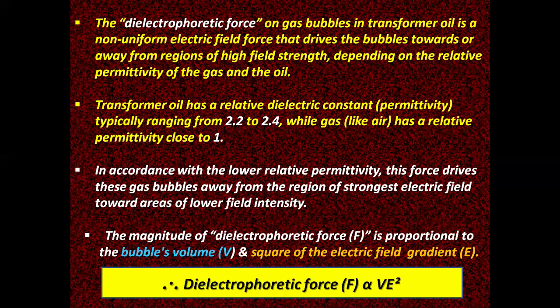Transformer oil has a relative dielectric constant, or permittivity, typically ranging from 2.2 to 2.4, while a gas like air has a relative permittivity very close to 1. In accordance with the lower relative permittivity, this dielectrophoretic force drives these gas bubbles away from the region of strongest electric field toward areas of lower field intensity.